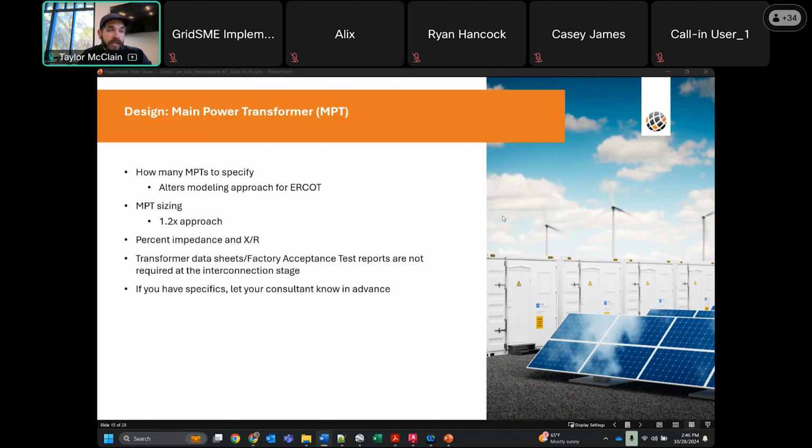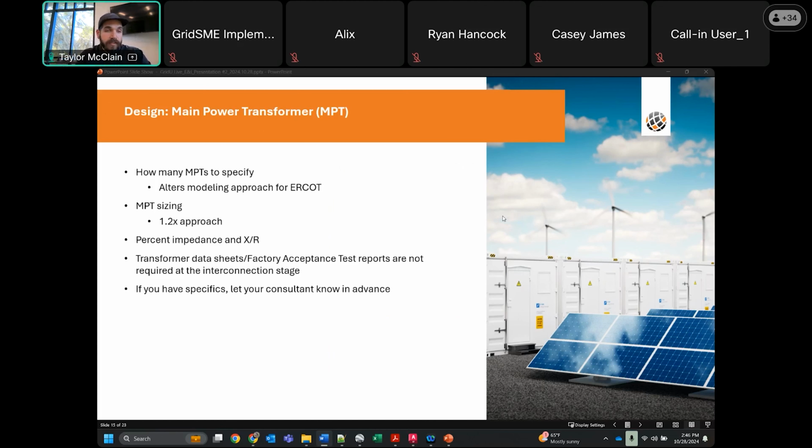What that allows for is your transformer at that sizing will not be overloaded even at the highest power factor output and under the worst voltage conditions. So that's kind of a tried and true approach, and that will be used to size the transformer if you do not have those values to provide.